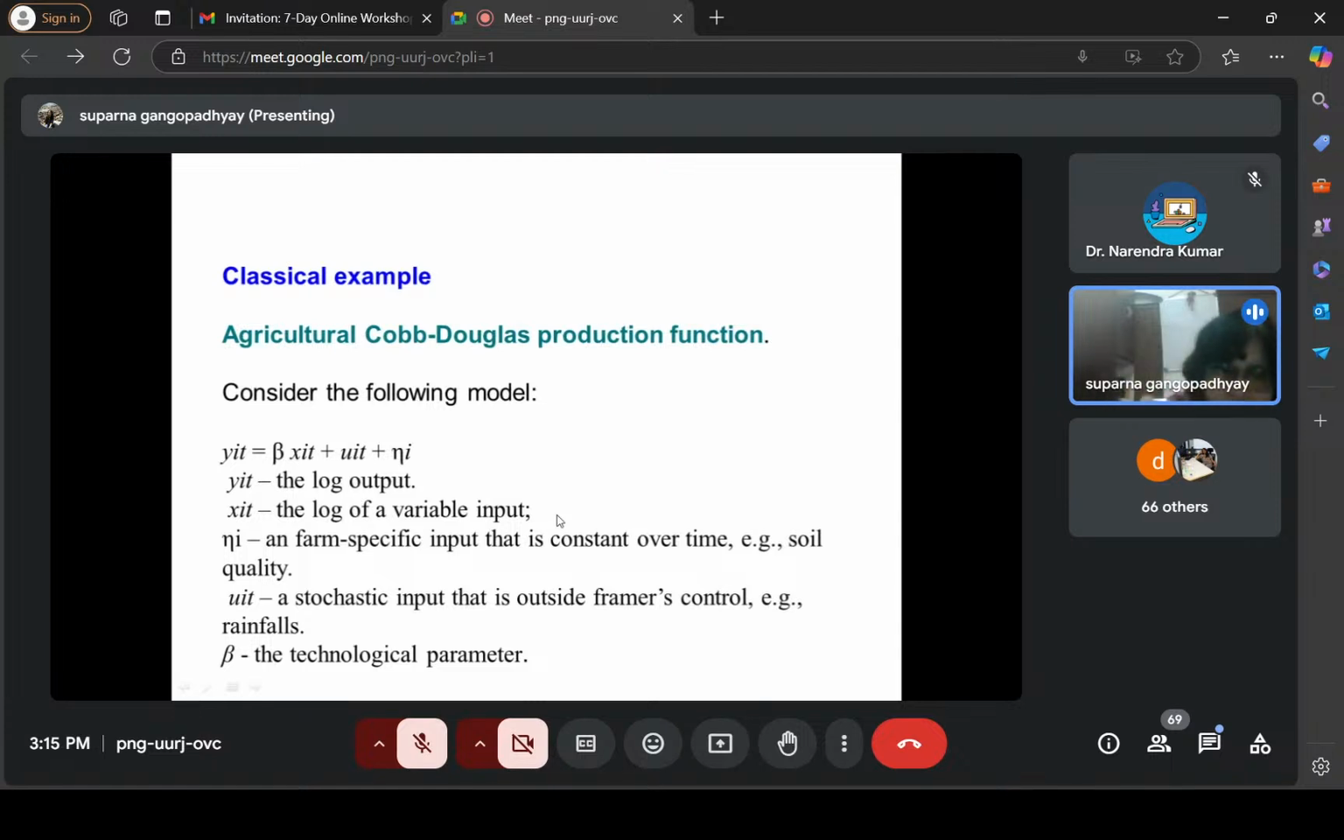I will come to the slides later through my board operation, but see here, i for cross-section, that means state. Just for a moment, consider t for time series. Similarly, x_it. Similarly, u_it. What is u_it? That is the stochastic input. But you are considering eta_i. This eta_i is very much specific to the farm's characteristic.